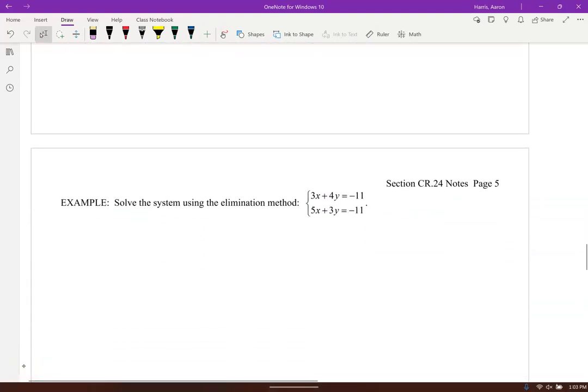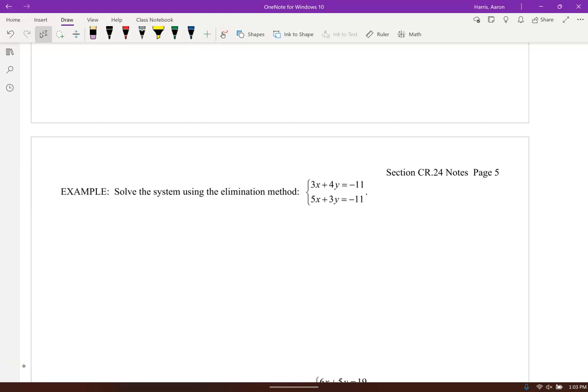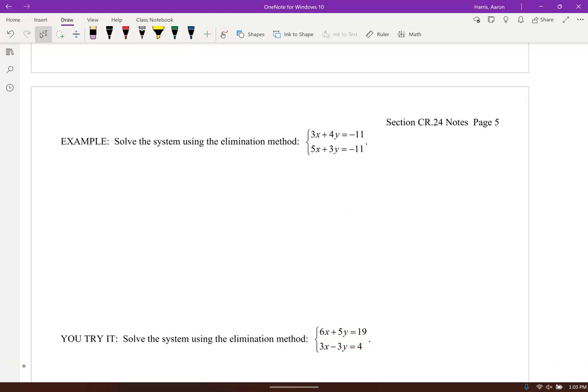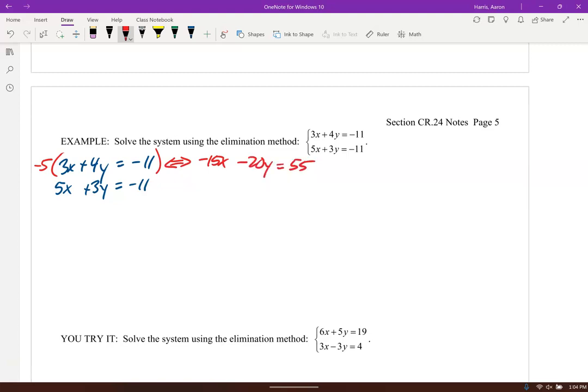Let's take a look at this one here, and let's get rid of the x on this. So my first one is 3x plus 4y is -11. My bottom is 5x plus 3y is -11. So I'm looking at my x's and I'm like, well, what's the least common multiple of 3 and 5? 15, right? So if I can get one of them to be -15, let me multiply this by -5. So that'll be -15x minus 20y equals 55.